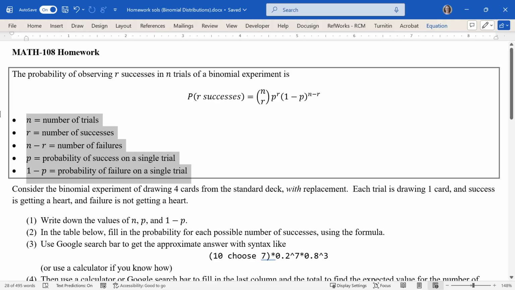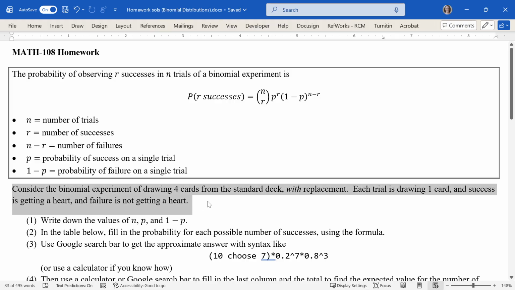So n is the number of trials, R the number of successes, n minus R then is the number of failures. P is the probability of success on a single trial, and 1 minus P then is the probability of failure on a single trial. So let's look at some binomial experiments.